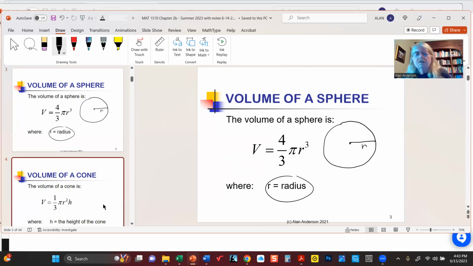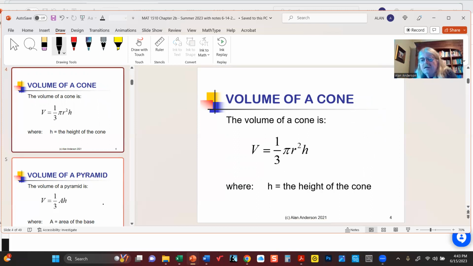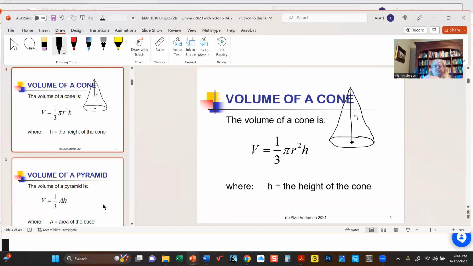The cone, like I was saying, this one, you need to know the so-called height. Which means you're taking the peak and connecting it to the base, which is a circle, by the way. And this is your cone. The volume is 1/3 pi r squared h.